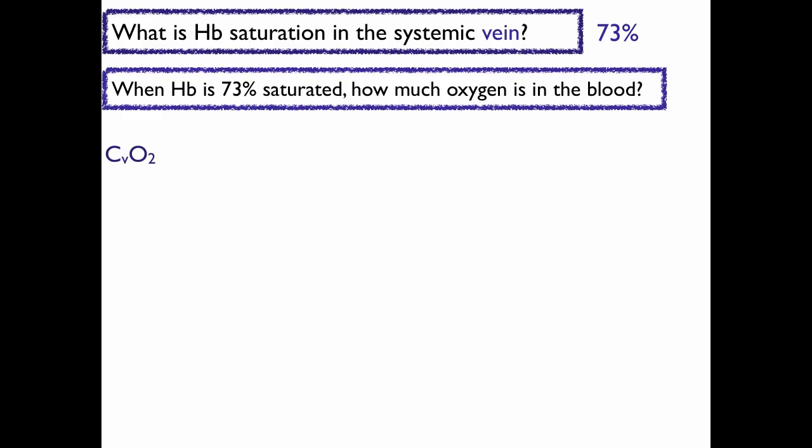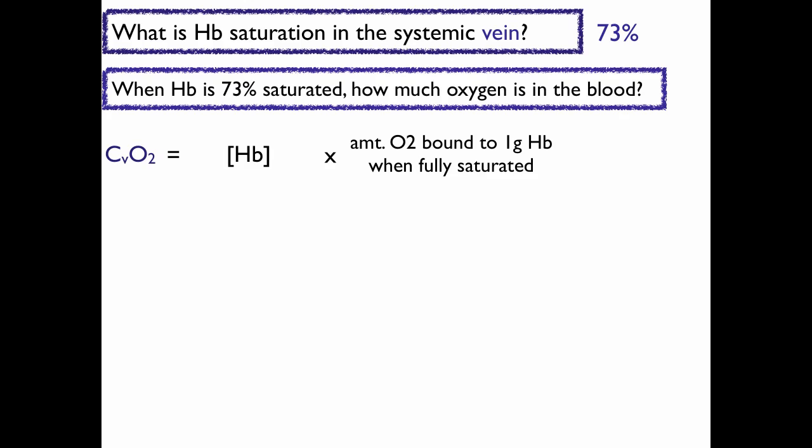We're going to use the same formula again. So we're going to take the hemoglobin concentration, which has not changed. It takes days, weeks, months to change how much hemoglobin's in the blood. And we're going to multiply it by the amount of oxygen that could be bound to 1 gram of hemoglobin if it was fully saturated. But it's not. So we're going to multiply it by the actual saturation.